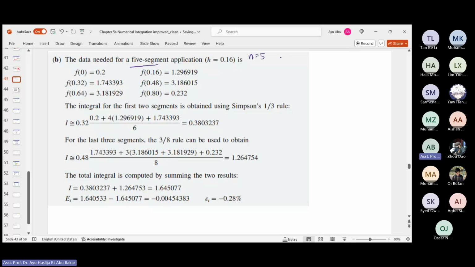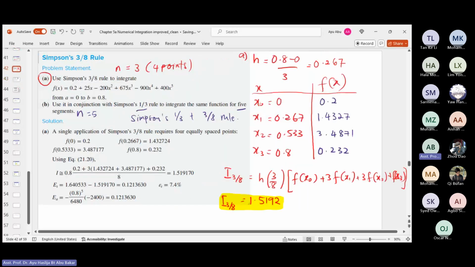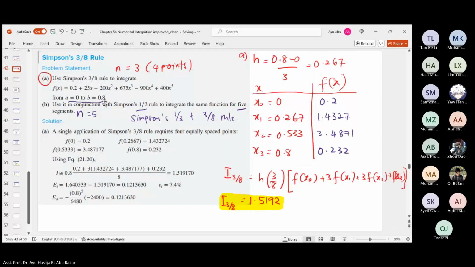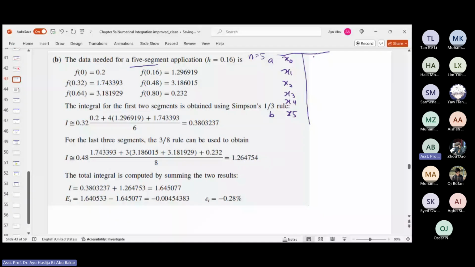So the x involves 6 points, x0 until x5. Then find out the value of the x's. Remember, x0 is a, x5 is b. The a and b remain, which is 0 to 0.8. So a, x0, is 0. The last point should be 0.8.